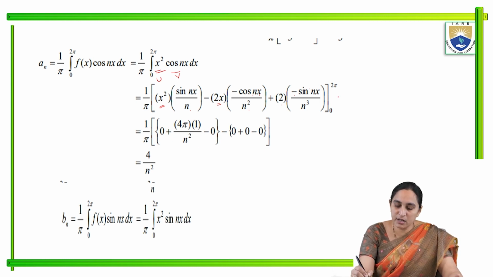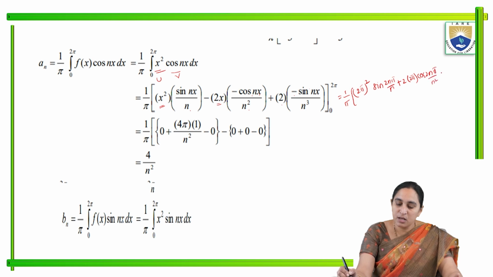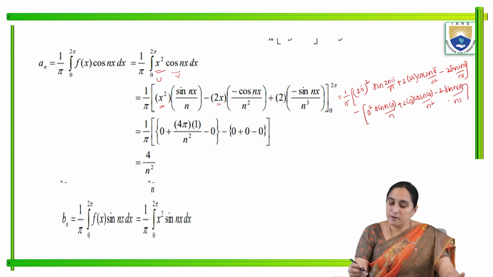Okay, now I'm substituting there. That is 1 by pi into (2 pi) whole square sin 2n pi by n plus 2 into 2 pi into cos 2n pi by n square minus 2 into sin 2n pi by n cube. This is the substitution of the upper limit, minus 0 square into sin n of 0 by n plus 2 into 0 into cos n of 0 by n square minus 2 into sin n of 0 by n cube. This is the substitution of the limit point.